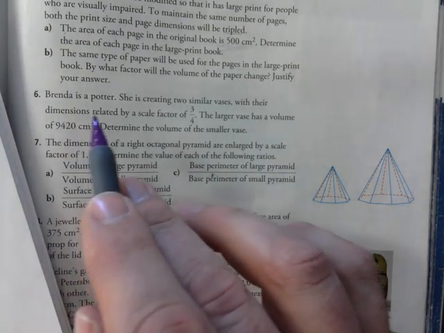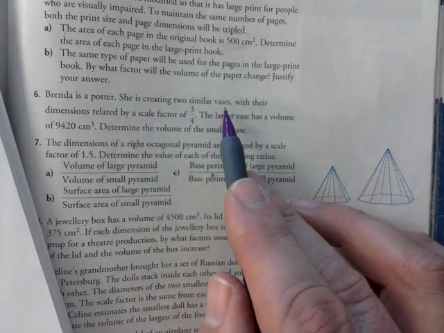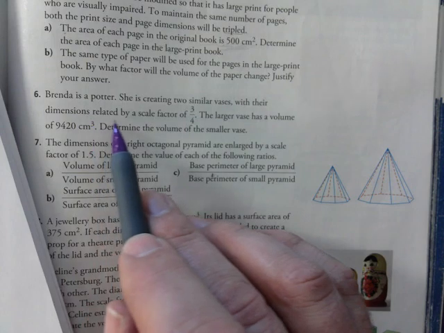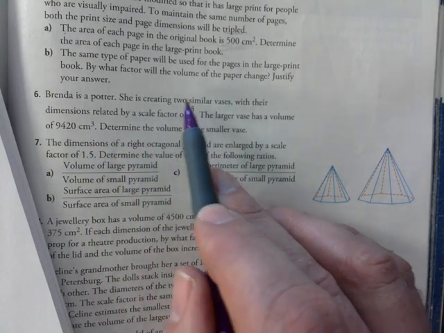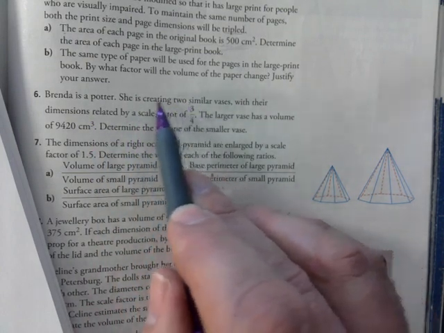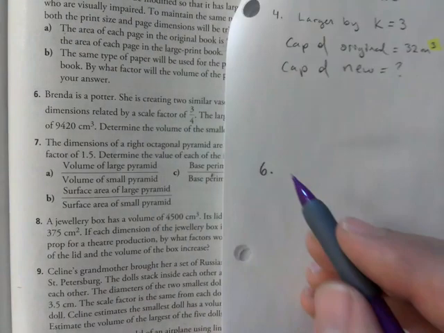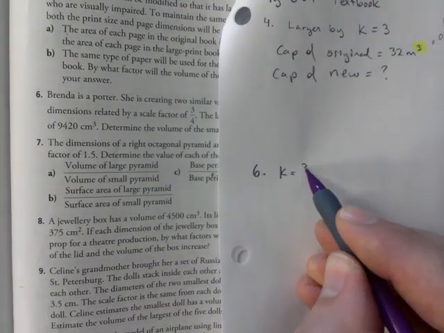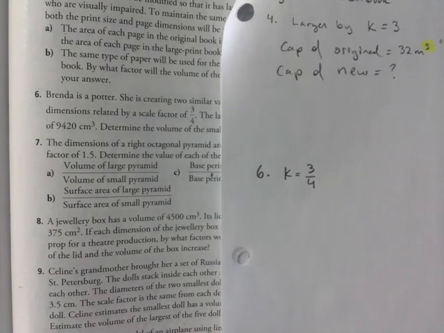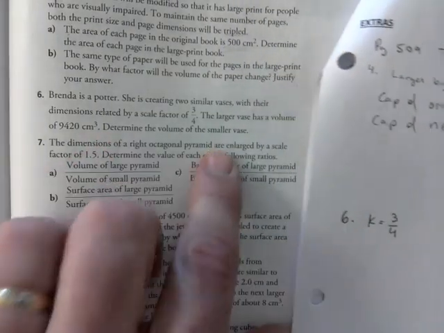So Brenda's a potter. She's creating 2 similar vases, right? With their dimensions related by a scale factor of 3/4. So there it is. I'm going to make note of that. So my scale factor is 3/4. Done. Okay.